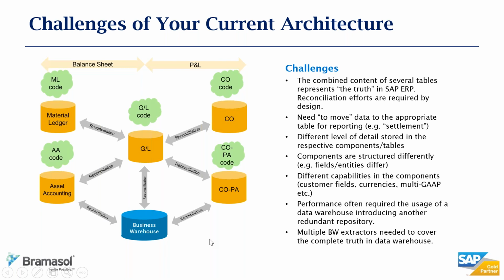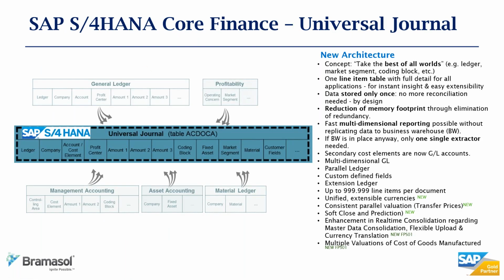And what they did in SAP's S4HANA Core Finance is they created this term, Universal Journal. The Universal Journal really takes the best of all the worlds, takes the best of all the tables that SAP had out there, and what they've created is this one line item table. So this one line item table brings in your information from asset accounting, material ledger, your GL, and your CO information, and it all resides within one table, meaning that it's all stored just once, and there's no longer the need for you to reconcile between all these different tables.